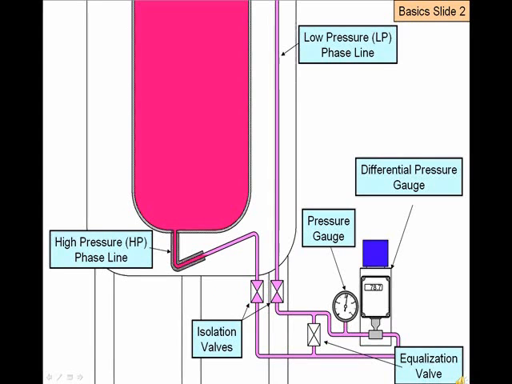The gauge assembly includes a pressure gauge that measures the pressure of the top of the tank and a differential pressure gauge that measures the liquid column in the tank. Isolation valves are located at the penetrations of the outer vessel. These valves are used when servicing the gauge assembly. The equalization valve, when open, creates a bypass between the HP line and LP line, resulting in no differential condition. This can be used to check the zero of the differential gauge.